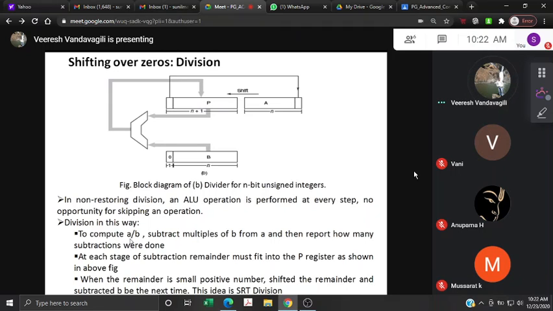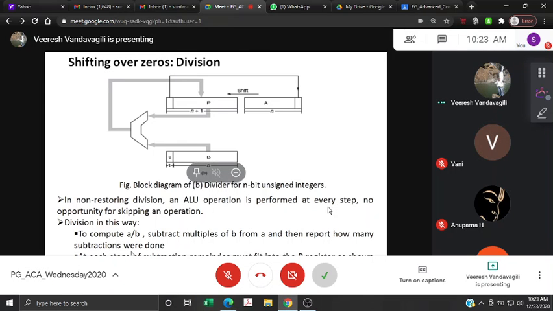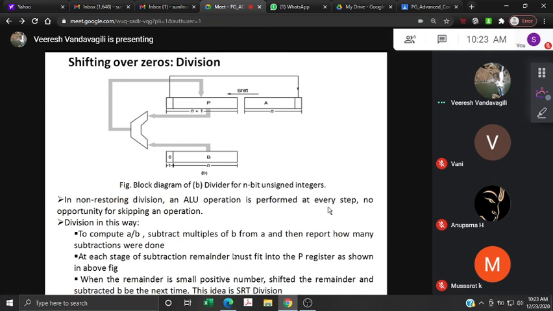So here compute A comma B, subtract the multiples of B from the A, then report how many subtractions were done. Then the subtraction result will get into the P. Then the remainder is small.